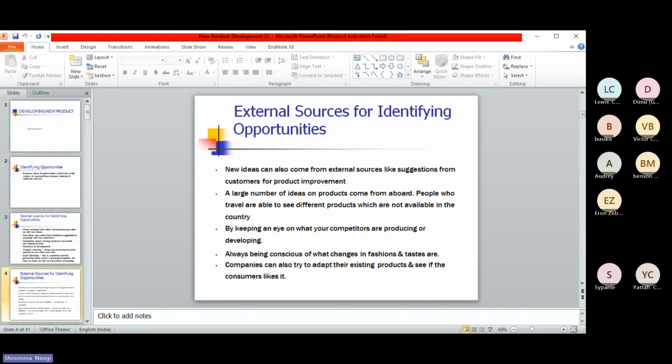Right? Now, a large number of ideas on products come from abroad. Abroad, in the sense, we were talking about cultural aspects, people's taste, preferences, and everything. So when people travel abroad, they are exposed to larger cultures and products and services, everything that is not available in their country. With this exposure, that also brings opportunity for those countries to develop those products.